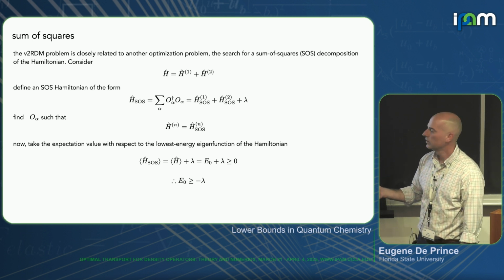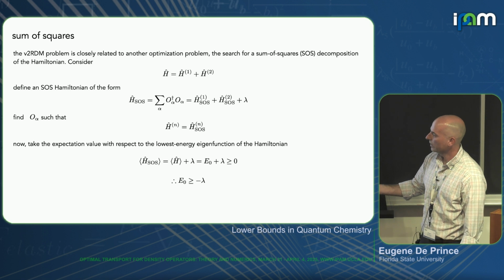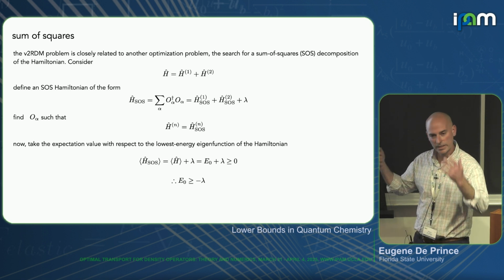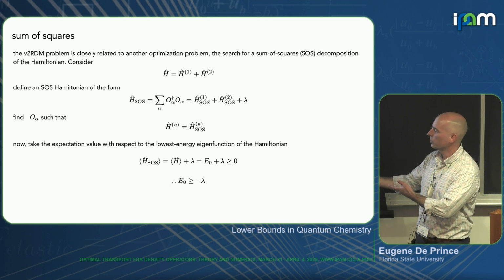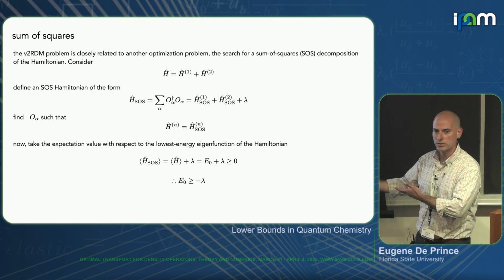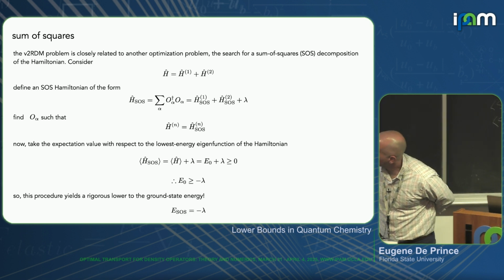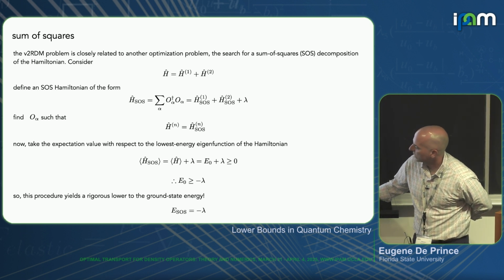Okay? Okay, so I'd always known that the energy in V2RDM was a lower bound to the true energy, but I never really saw it from this SOS point of view. Once I show you this is the same problem as V2RDM, it's very clear that the energy should be a lower bound to the true energy. So this procedure gives you a rigorous lower bound to the ground state energy.